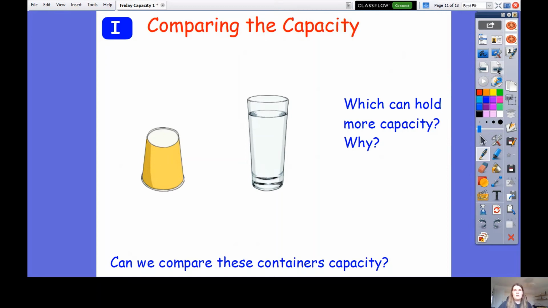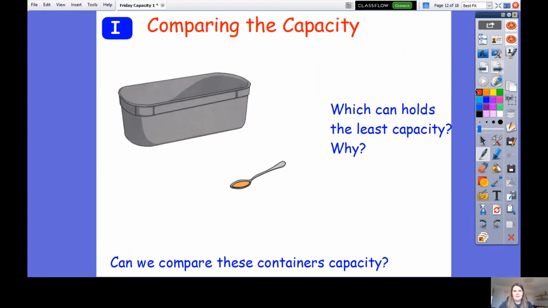Which one do we think can hold more capacity? The small cup or the larger cup? The larger cup, well done. This one has a greater capacity. Fantastic. Right, next, quick fire.